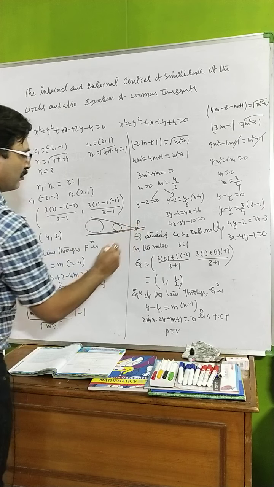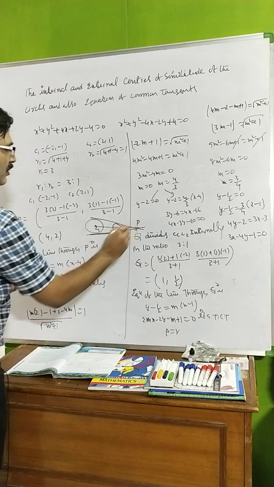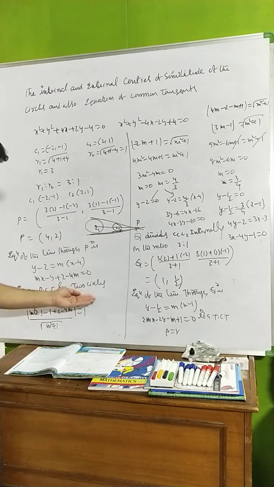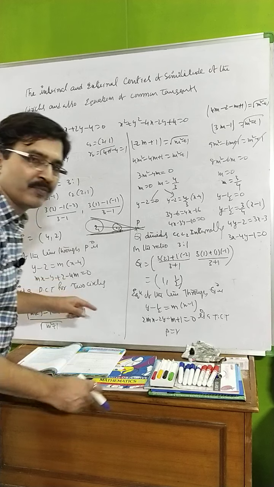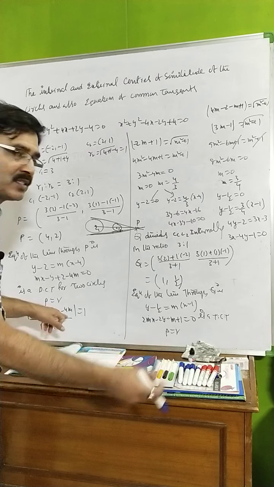This is C2, this is C1. Right, we got it. Now, after getting this P, what I did here is find the direct common tangent. So the line passing through P is like this. If this is a direct common tangent, it has to touch the circle. That's the reason I said that the line which passes through this is a direct common tangent of the two circles. That means, if it is a tangent, it has to satisfy the rule. What is the rule? P is equal to R, the perpendicular distance from the center.